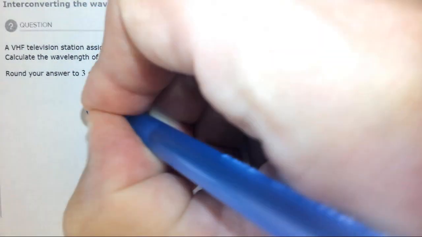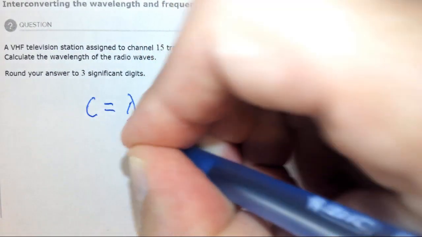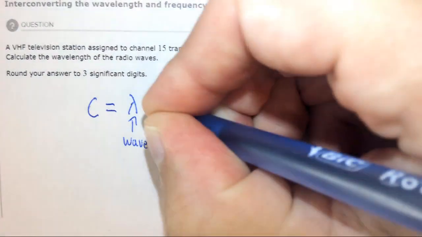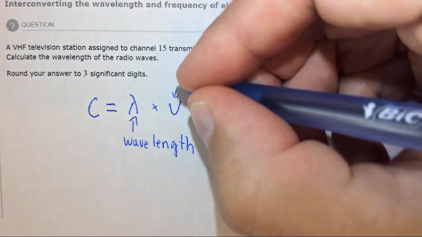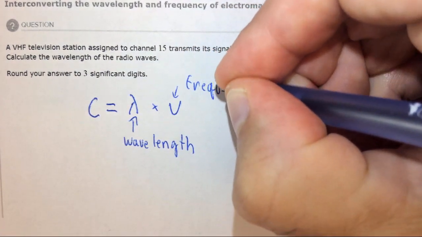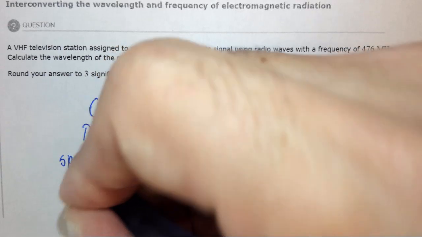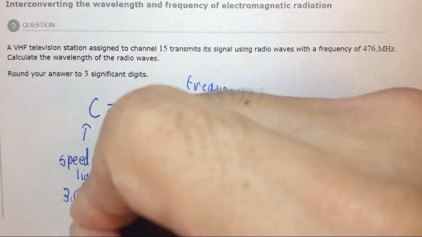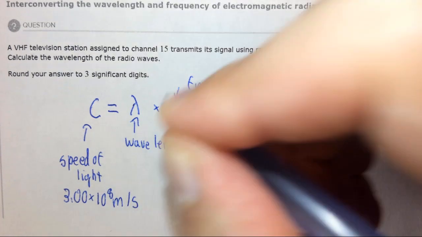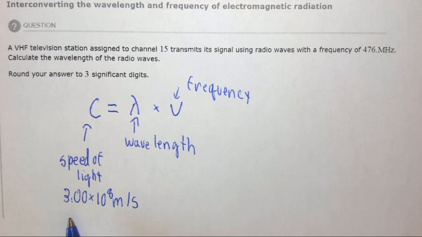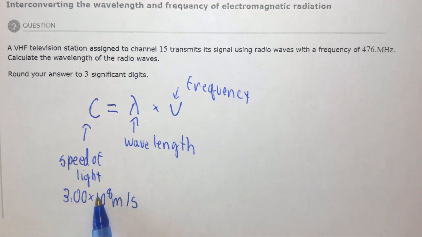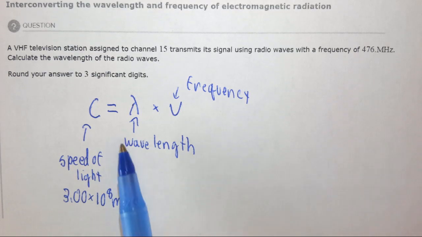So c, the speed of light, equals lambda, the wavelength, times nu, the frequency. c is the speed of light, and it is 3.00 times 10 to the 8 meters per second. You may see it as 2.998 or 2.9979 times 10 to the 8 meters per second. That's just more significant digits, and certainly you can use more significant digits.